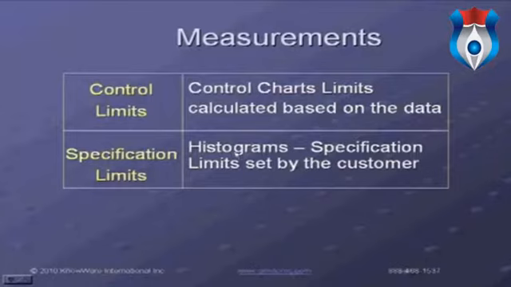One of the things people get confused about in Six Sigma is that sometimes they say, well, I want to set the control chart limits. No, you cannot set control chart limits. Those are set by your data. Control chart limits, the UCL and LCL, are calculated based on your data. Specification limits are set by your customers and used in histograms. That's one of the more common confusions people get into, so I just wanted to touch on it so that you're a little bit aware.